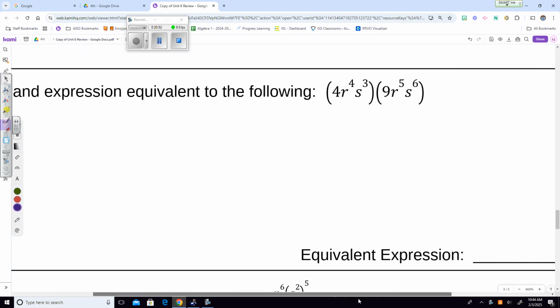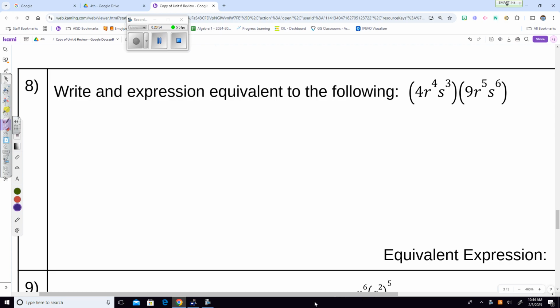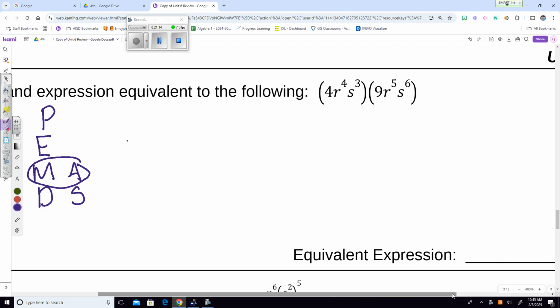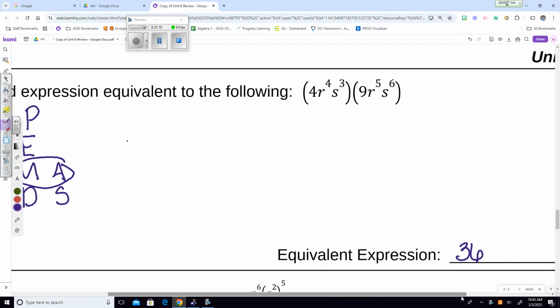All right. So take a look at number 8. So what operation's taking place in number 8? Multiply. And when you multiply, what do you do with exponents? Add. Very good, kiddos. All right. Now the 4 and the 9, you just take care of it like you normally would. What's 4 times 9? 36. And then on the r's, we're going to add those exponents. So what's 4 plus 5? And on the s's, what's 3 plus 6?